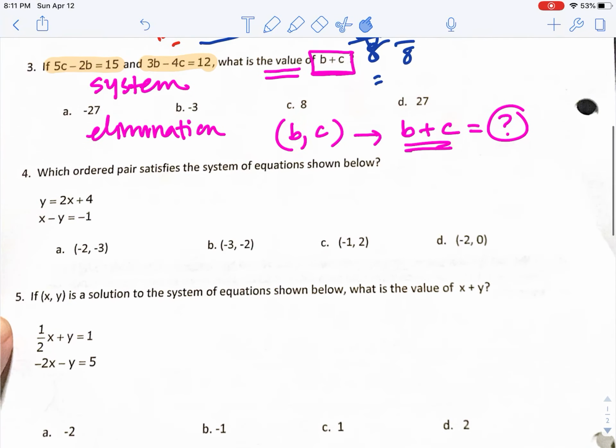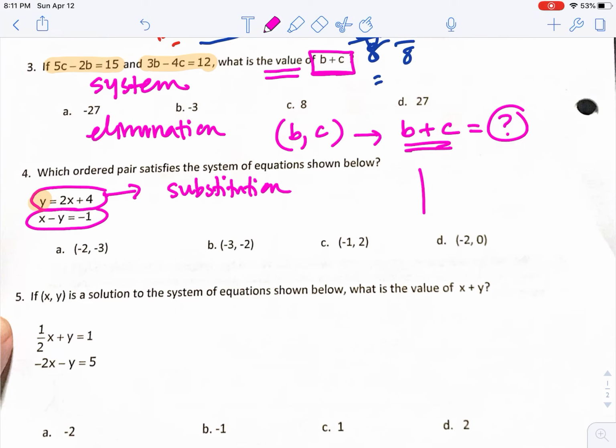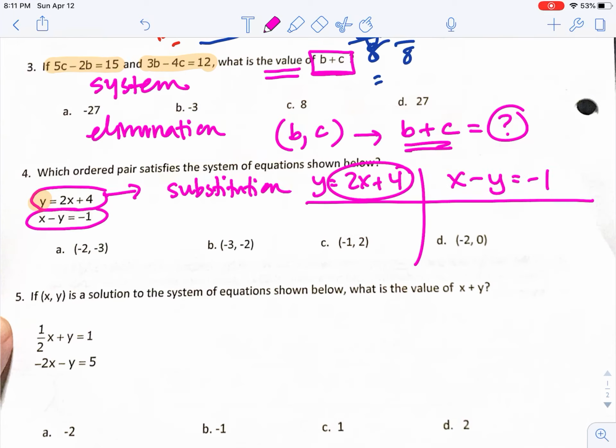For number 4 and 5, you're going to try these as well. Number 4, we've got 2 equations, but I want you to notice because this first equation is y equals, it's probably going to be easier to use substitution. Remember, substitution is one where you do the T and you substitute into the other equation, this whole part, right? Substitute it in and then solve. It's probably going to be easier because it's in that format, okay? And then you'll find out which one your answer is.